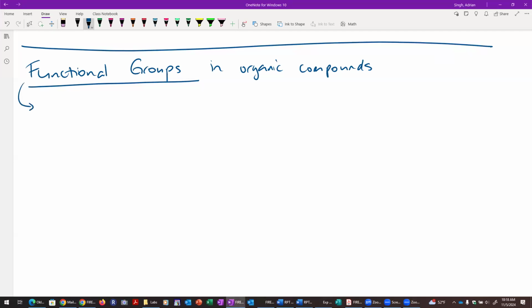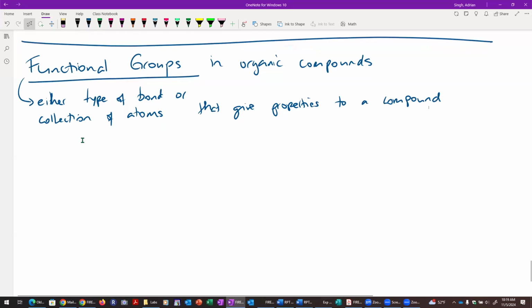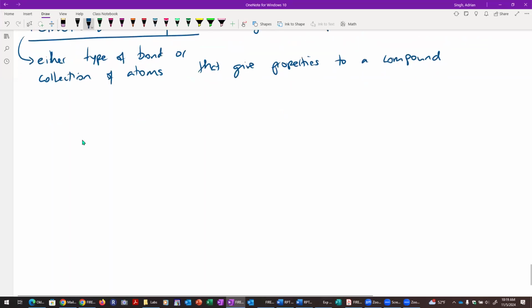So what a functional group is, it's either a type of bond or a collection of atoms that give particular properties to a compound. Okay, so we'll take a look at these, kind of go through them here. There's several of them, and then you get an exercise in this in lab to try to practice this as well. So let's take a look at the first one.